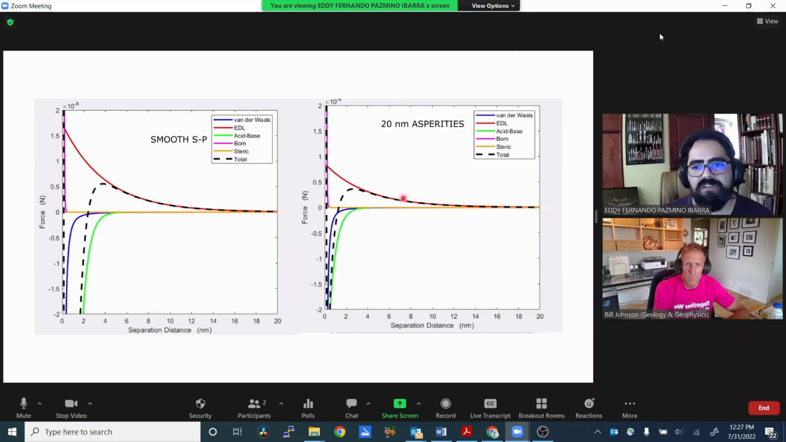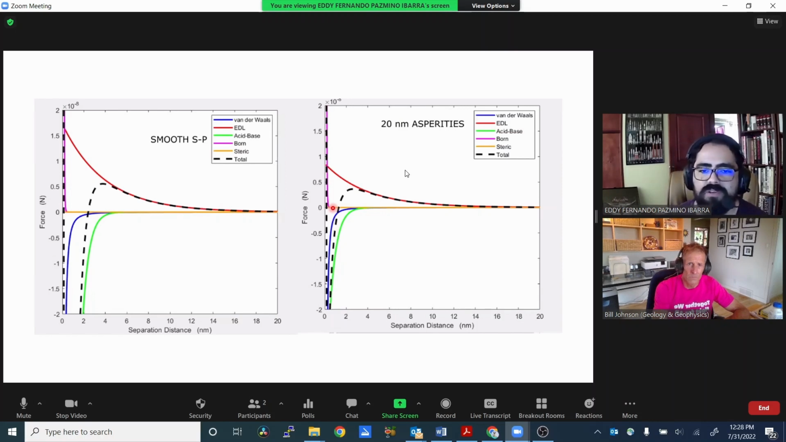On the right side, we have the effect of the same system. We have an around 2 micron colloid, and we add 20 nanometer asperities on the surface of the colloid. The asperities actually reduce the interactions and reduce the height of the barrier. It also reduces the depth of the primary minimum. So all forces are being reduced, both attractive and repulsive. All right, so that's what is expected of the effect of roughness.